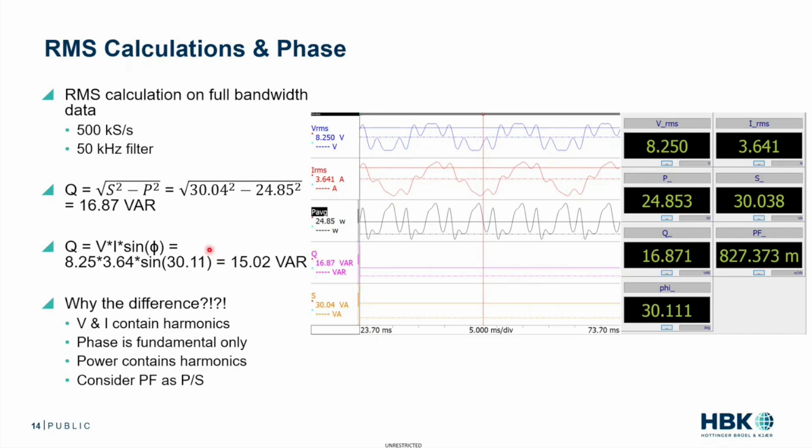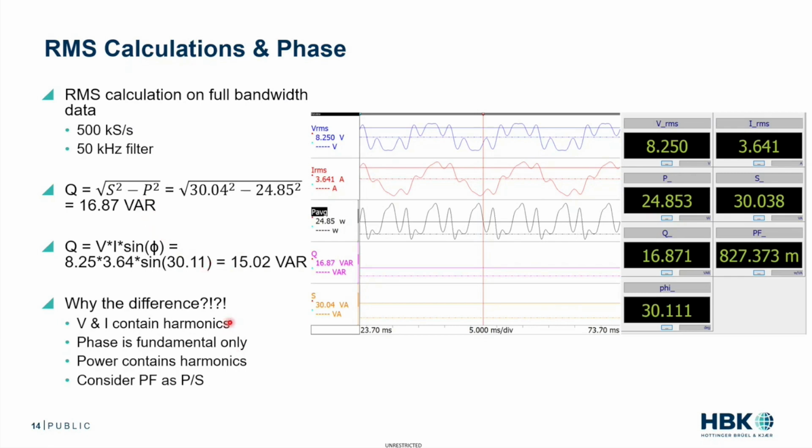Now, if we go back to the definition of Q based off that phase-based power triangle, we get V times I times the sine of theta, which is the phase angle. If we take 8.25 times 3.64 times the sine of 30.11, we get 15 var. Why is there a difference here?